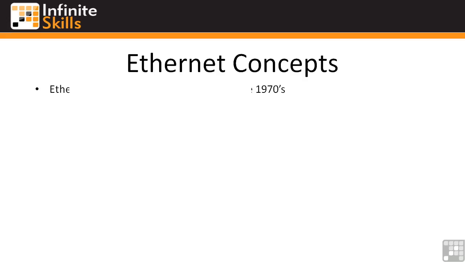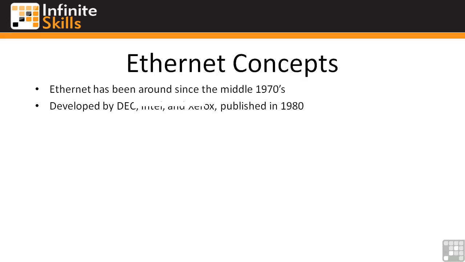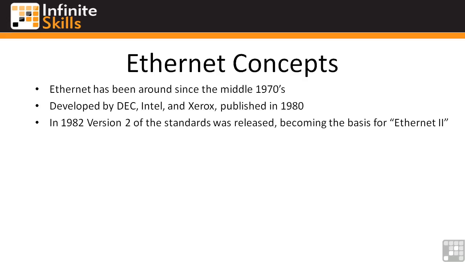So we'll start off with the history of Ethernet. Ethernet has been around since the middle 1970s, and in '73 and '74 some pretty smart guys at DEC, Intel, and Xerox got together and came up with the protocols that would make up Ethernet. They published those protocols in a white paper in 1980. And like any good idea, they found improvements that could make networking a lot easier, so in 1982 they released version 2 of these standards, and it became the basis for Ethernet 2.